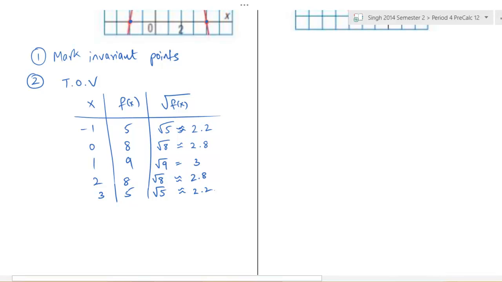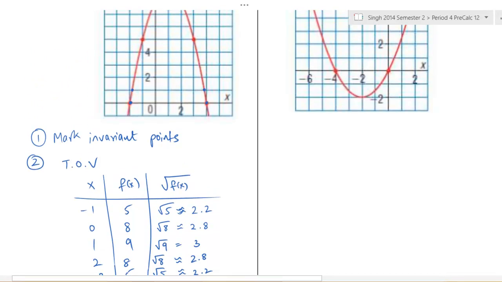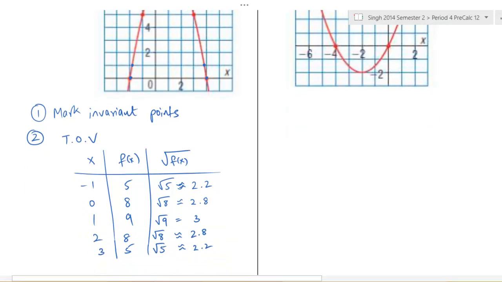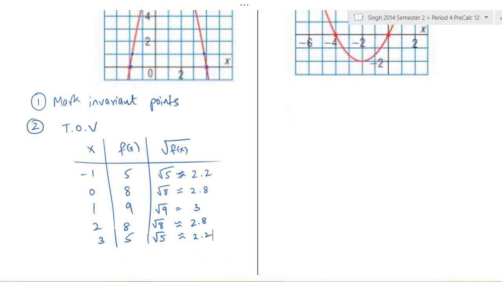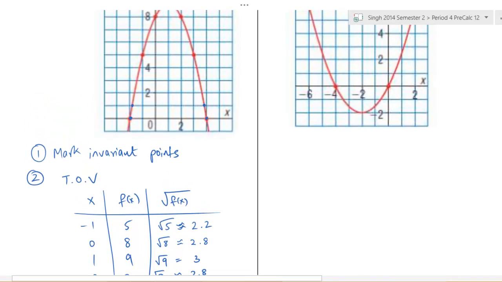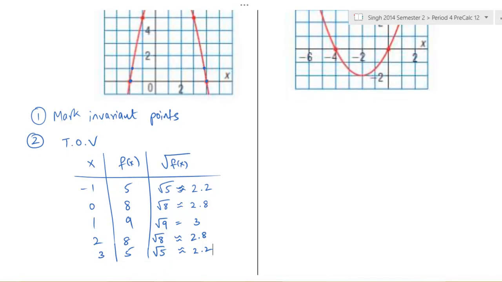This time I can pick some more points if I want to, but I've been given a good spread of points to work with, so I should get a general shape that makes sense. Now, using these points and the common concept that whenever I'm working with points between 0 and 1, my square root function is going to be above that original function, and after that it's going to be below, I can complete the graph. Let me go ahead and plot these points first.